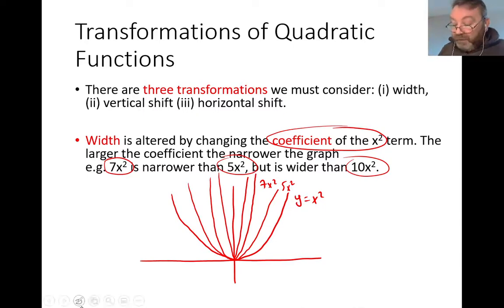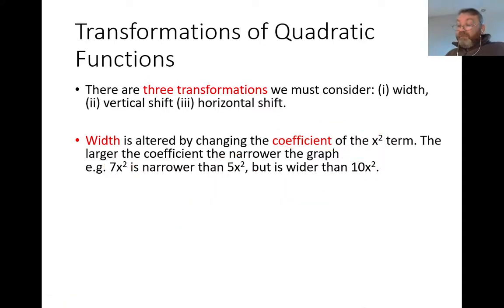So if I was to take those three examples, 7x squared, 5x squared, and 10x squared, here's what I'd say. The widest one would be 5x squared. The narrowest one would be 10x squared. And the one that would be in between those two would be 7x squared. Okay, so that's how we control the width of the graph, by changing the coefficient of x squared.